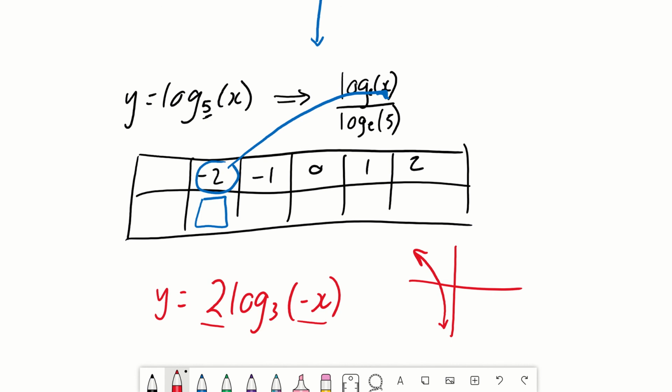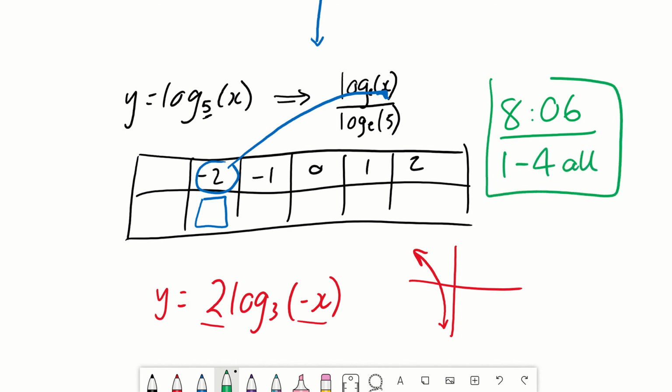So today's exercise is exercise 806, and I want you to have a go at questions 1 to 4, all letters. See how you go with that.